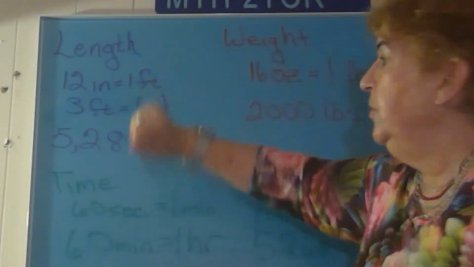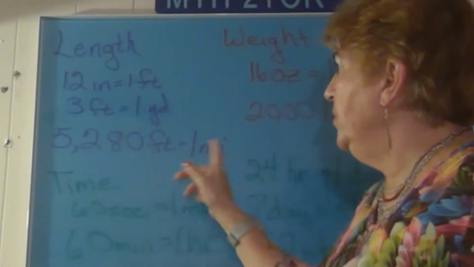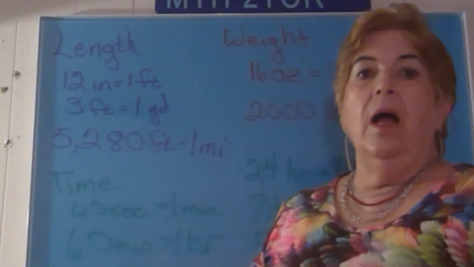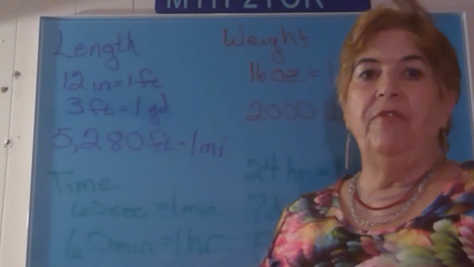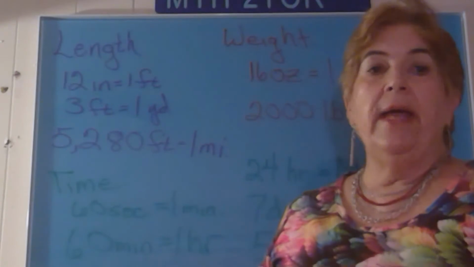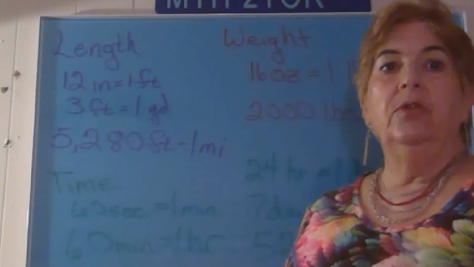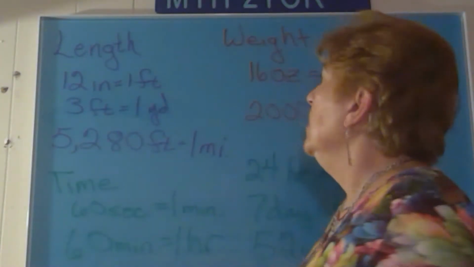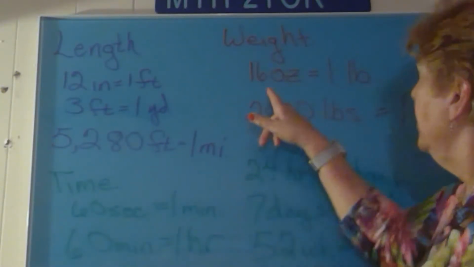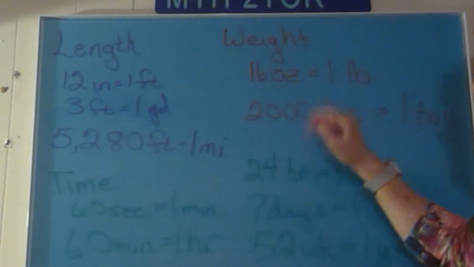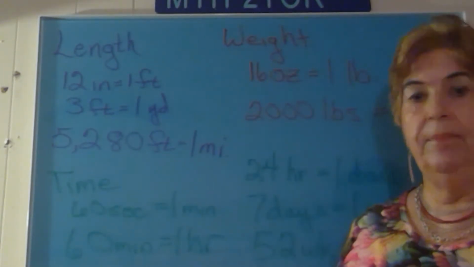You need to know length. 12 inches is a foot, 3 feet is a yard, 5,280 feet in 1 mile. You probably don't need to know how many yards are in a mile because we often use feet more than yards. And if you need to convert to yards, you can always use that conversion to do that. Weight, we're lucky we only have a couple things that measure weight. 16 ounces is a pound. 2,000 pounds is a ton. That's all you need to know for weight.